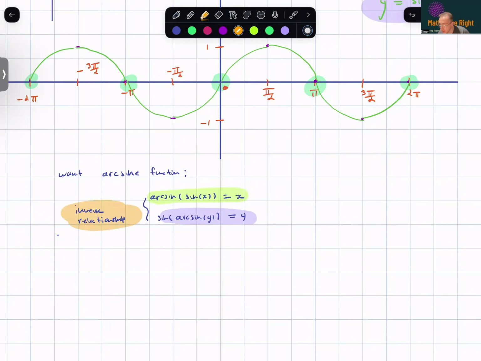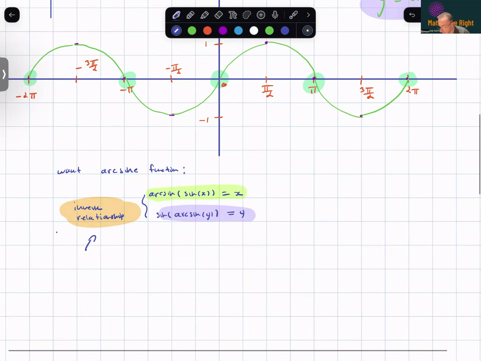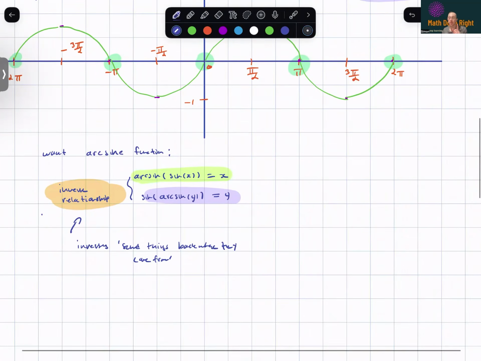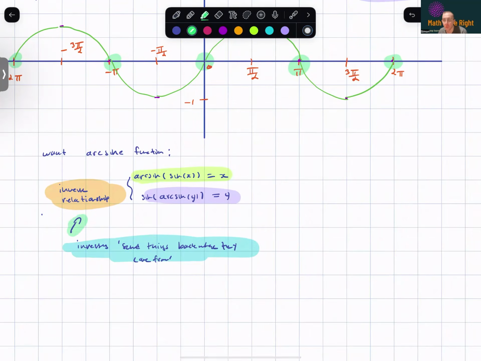And what this inverse relationship means is that function inverses send things back where they came from. This is the key thing that we skip over and don't end up understanding. What an inverse function does is it looks at the output of a function and says, okay, what did that function send to this output?